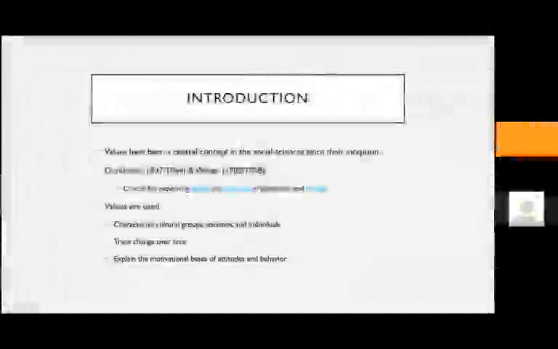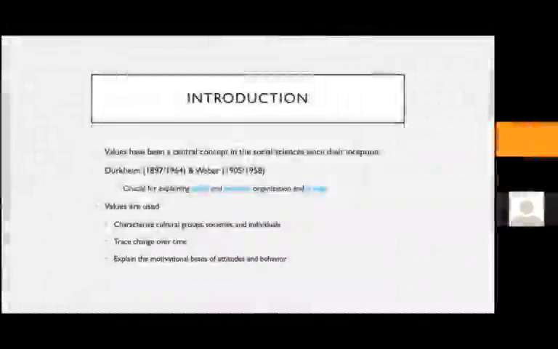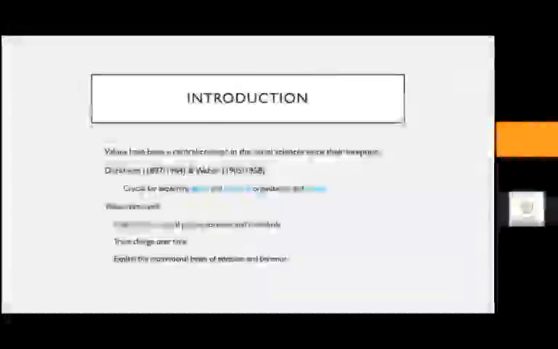As I was saying, values have always been a central concept to us as individuals and also in social sciences since its inception. We have great scholars like Durkheim and Weber who studied this and came up with the conclusion that it's very crucial for explaining us as individuals, our social and personal organization of ourselves, and also the changes that happen in humans.